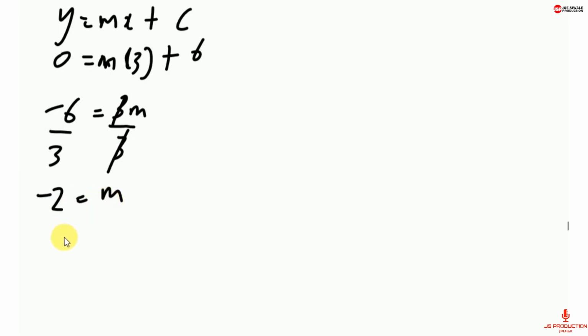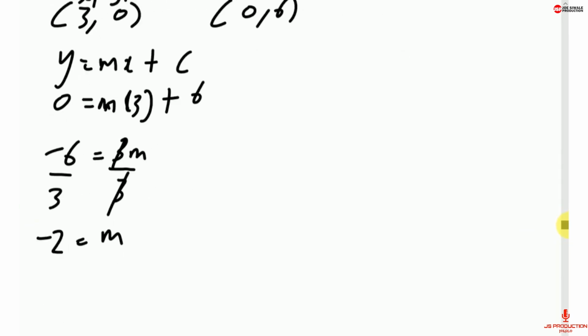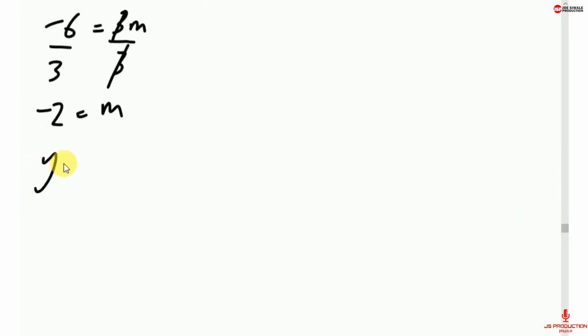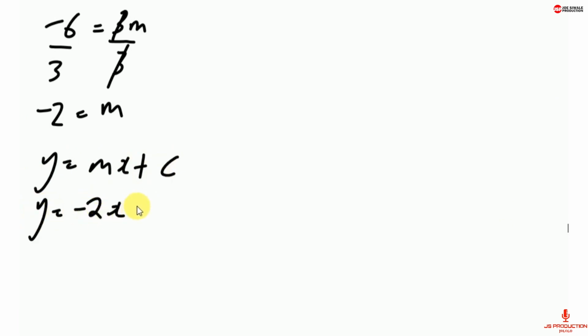So we know our gradient there, that gradient is negative 2, and we know our y-intercept. Our y-intercept has been given in the question as 6. So we can say y is equal to mx plus c. So y is equal to negative 2x plus 6. So that's going to be the equation of the straight line. So this is method 1. Let us look at method 2.